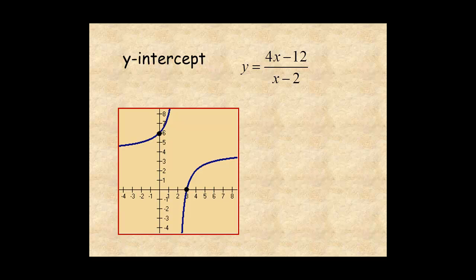One of the important points to find is the y-intercept. The y-intercept is the point where the graph of the function crosses the y-axis. Since every point on the y-axis has an x-coordinate equal to 0, find the y-intercept by evaluating the function for x equals 0. Substitute x equals 0 into the function. The expression is then negative 12 over negative 2, which simplifies to 6. So the y-intercept is the point (0, 6).